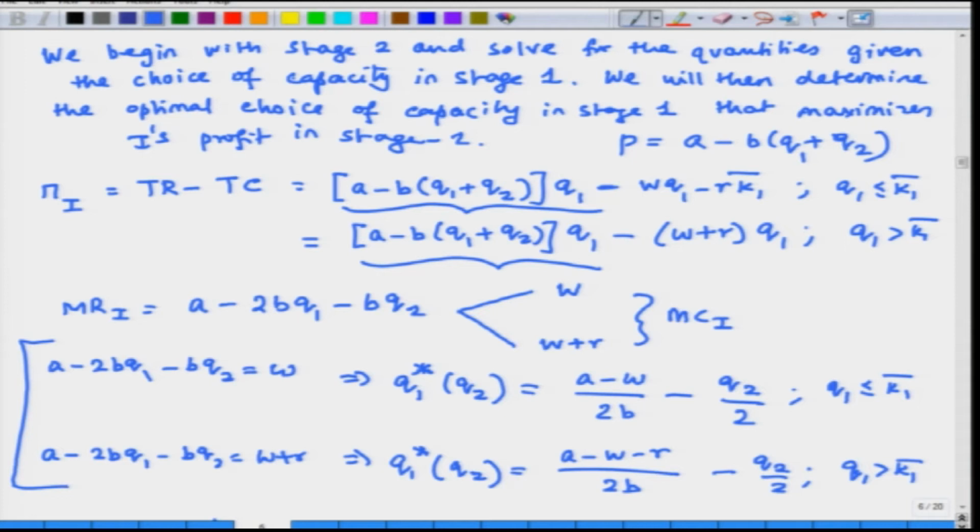So, in other words, there is going to be a jump in the best response function for firm 1 at K1 bar. For Q1 less than K1 bar, it takes one particular form, and for Q1 greater than K1 bar, it takes the other form. So, there is going to be a distinct jump at this K1 bar. Let us first draw it and see what it looks like.